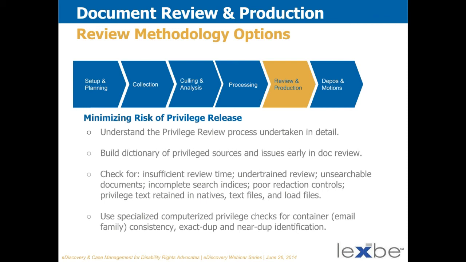There's a number of things that can be done to control that. One of them is just really to understand what the privilege review process is in some detail: who's doing it and how. There are so many things that can go wrong, and that third bullet point shows some of them.